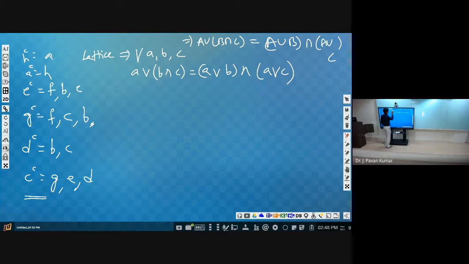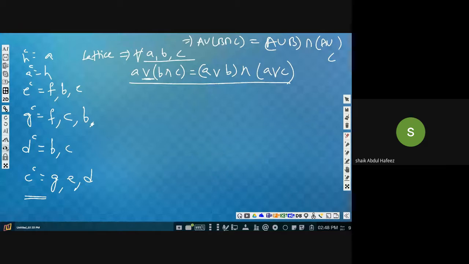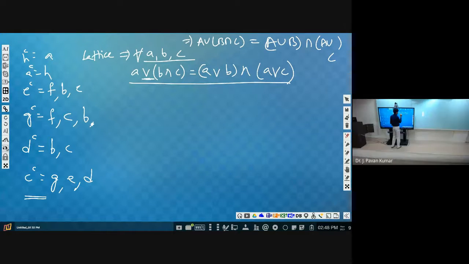Now, coming to the lattice, if a lattice has the property that for any A, B, C, that means for any three elements in the lattice, this particular condition is satisfied: A join B meet C is equal to A join B meet A join C, then we can say such a lattice is a distributive lattice.